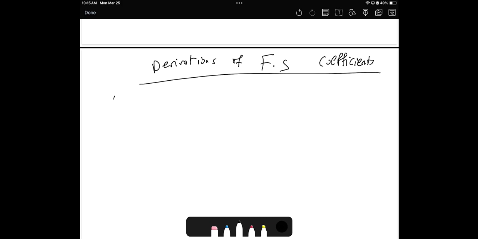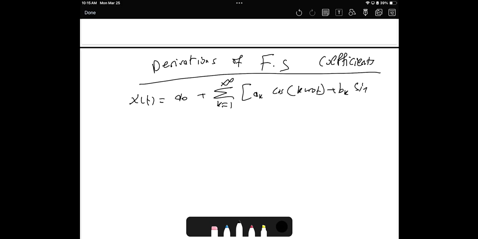Let's start with A naught. Or before starting, I'm going to write over all function. We have x of t equals A naught plus the sum from k equal 1 up to infinity of A sub k cosine k omega naught t plus b sub k sine k omega naught t. Then we need to calculate number 1, which is A naught, which is the average value.